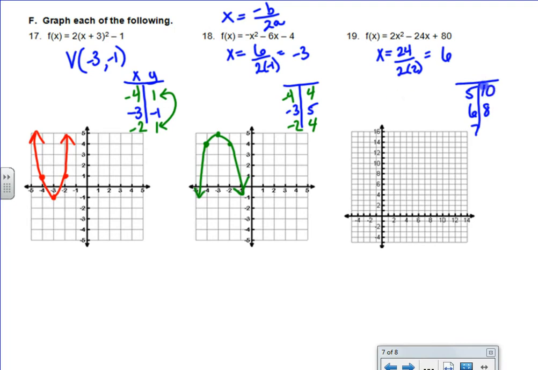And then 2 times 49 minus 24 times 7 plus 80. Please be a 10, and it is. So since I got the same symmetrical y values, I know I did this right. So 5, 10, 6, 8. Sorry if I plot these wrong. Okay, 7, 10. And that should be a fairly skinny parabola opening up.